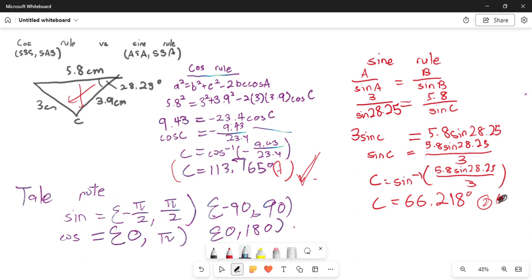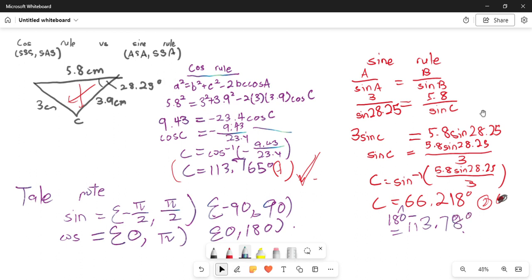So, does it mean that the sine rule wouldn't work on this question? No. Well, how do I find it using the sine rule though? You can just take 180 minus this, and turns out you will actually get the same answer. If you take 180 minus 66.218, it's 113.7 degrees, somewhere there. So it's off by 7, 8, but it's actually the same.